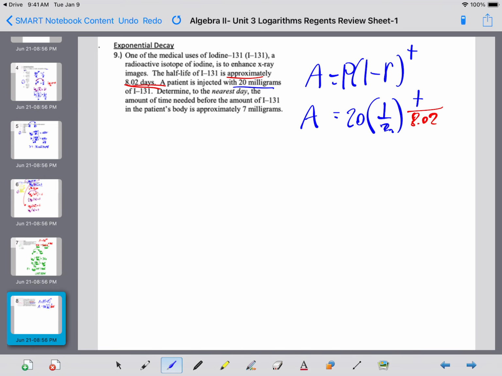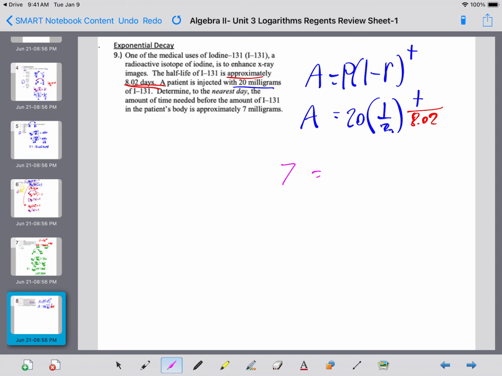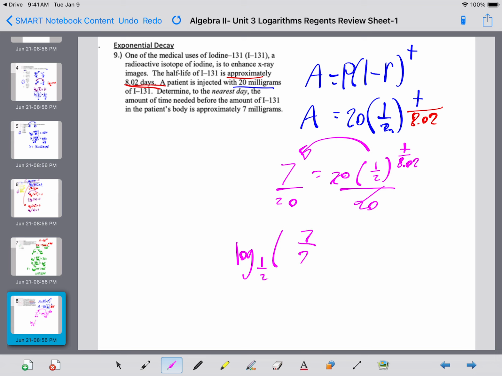So it says determine to the nearest day the amount of time before the amount of I-131 in the patient's body is approximately 7 milligrams. So 7 milligrams equals 20 times 1/2 to the t over 8.02. Isolate the base. Convert to log base form. So the base is 1/2, or you could put 0.5. The argument is what's on the opposite side of the equal sign. 7 over 20 equals the exponent.